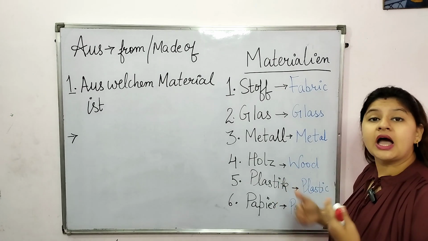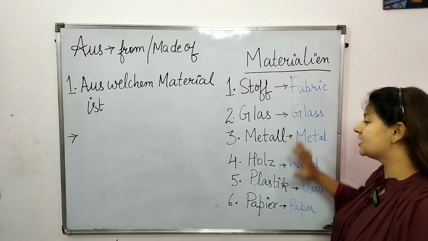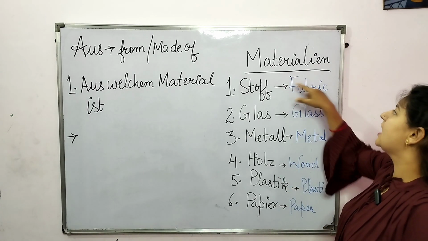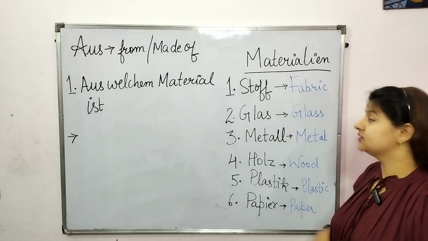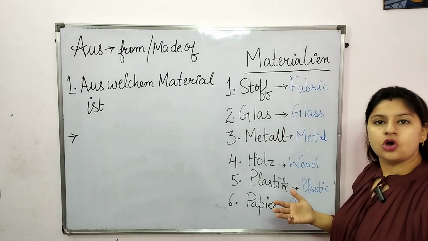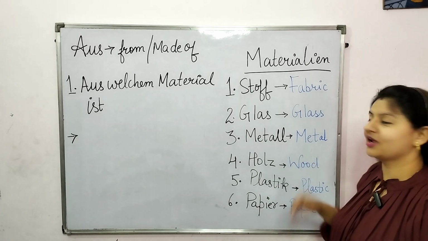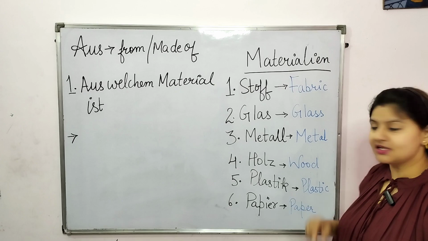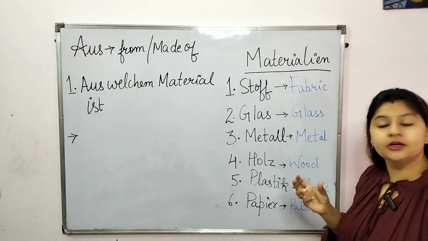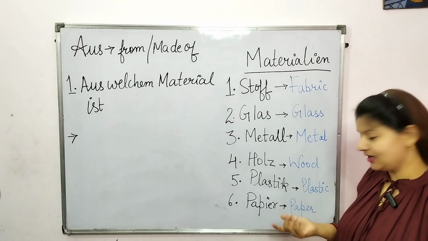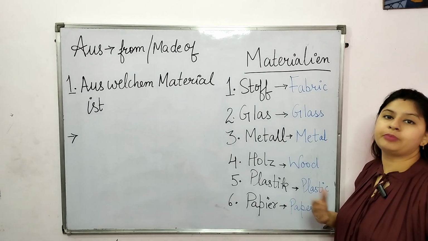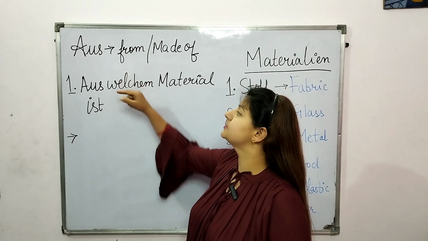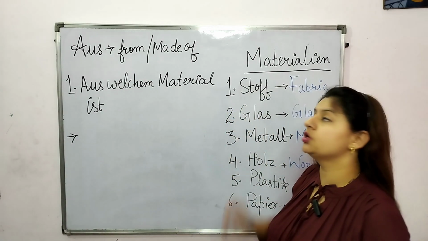Today we are also going to learn some material in German. Material in German we say Materialien. So Stoff, Stoff is fabric. Glas, it's glass. Metall, metal. Holz, wood. Plastik, plastic. And Papier, this is paper. Now we are going to learn how to use this preposition aus in our question.